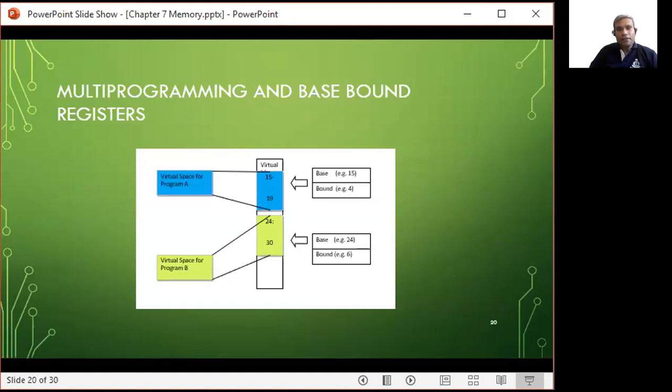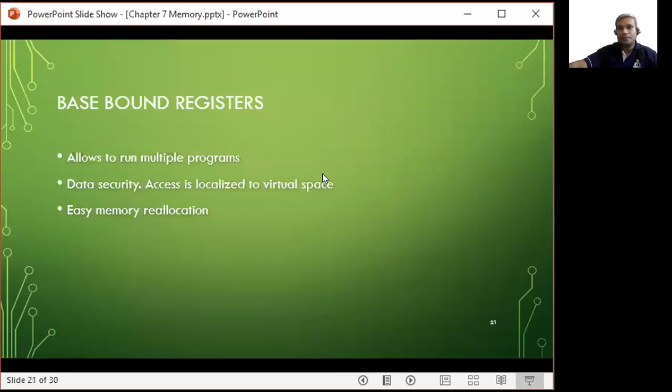There will be a mapping where you add a constant, so the base will be different for different programs. That way, the original programs may use the same addresses, but in the real memory, when they access it, they will be mapped to different locations, because you will be adding different constants or different bases. That way you can prevent overwriting and also improve the security of the programs.